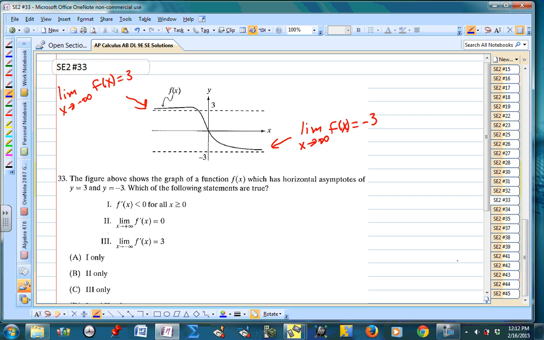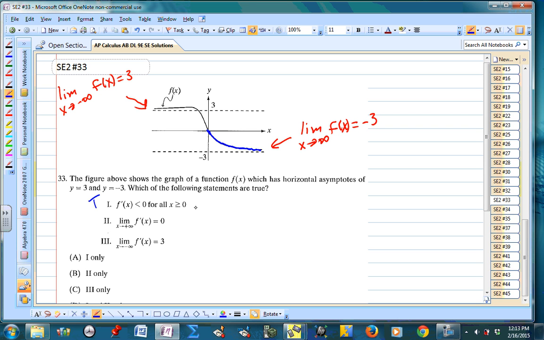First, let's check statement number 1. It says f prime of 0 is less than 0. In other words, the slope of f is negative when x is greater than or equal to 0. Looks like that is a true statement because our function is decreasing all the way and leveling off. So we'd say that statement number 1 is true.